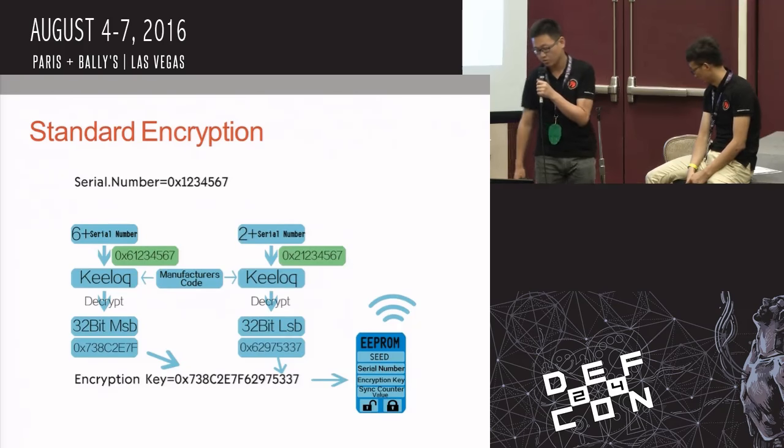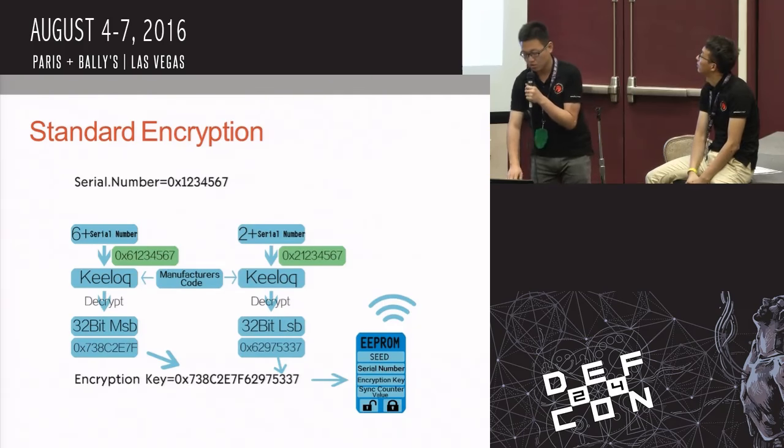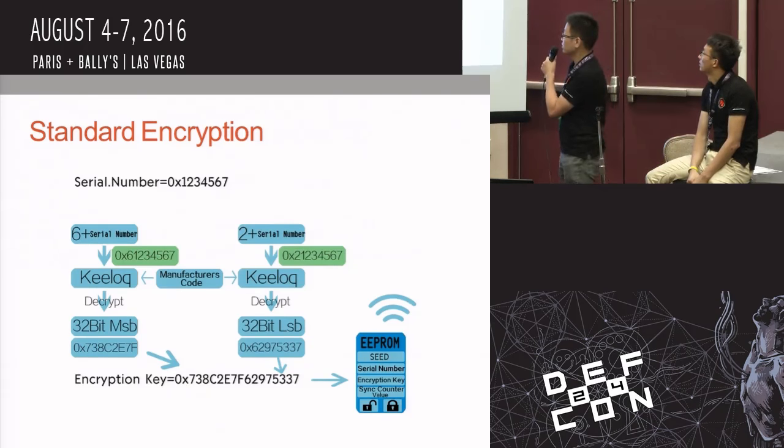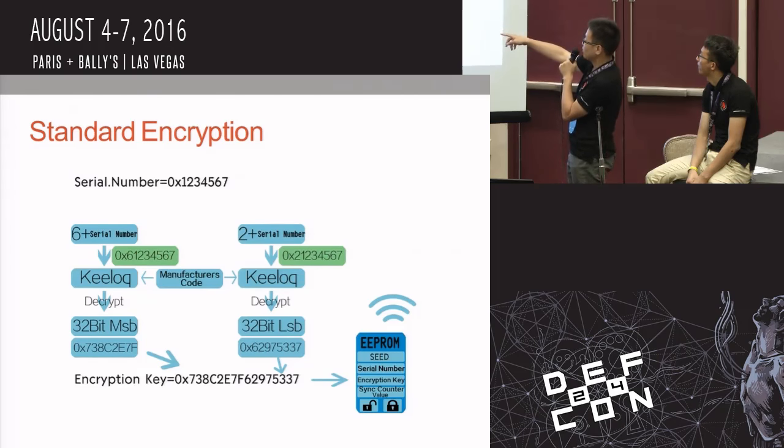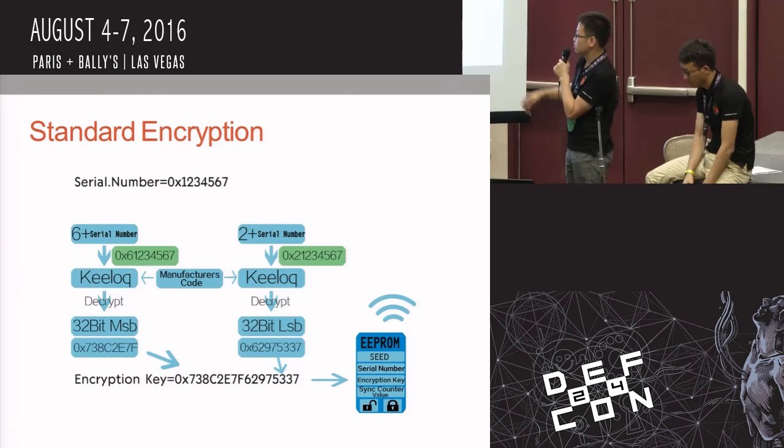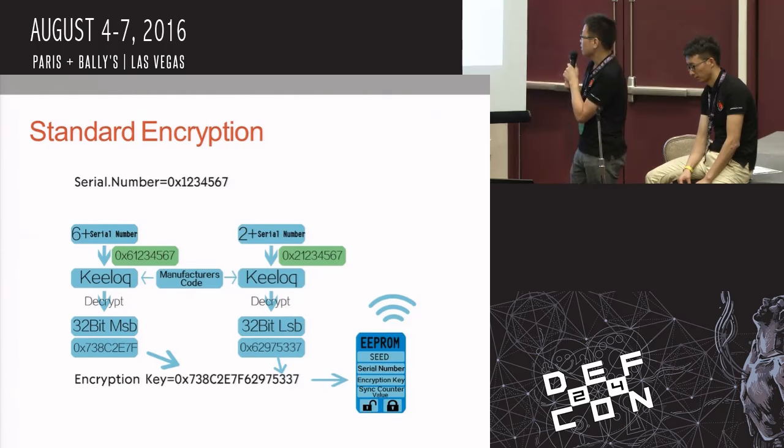So the next is the standard encryption. They use the serial number to get the encryption key. First, they use the serial number, the keylog algorithm and the manufacturer's code to decrypt, and they get the 32-bit MSB. And then the same way, they get the LSB, and now they get the encryption key.